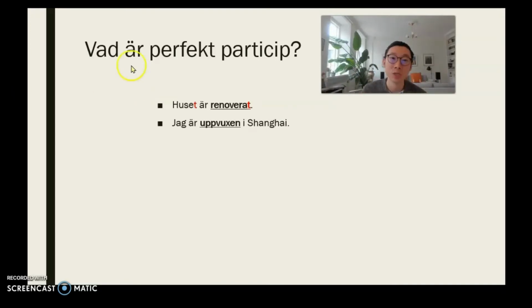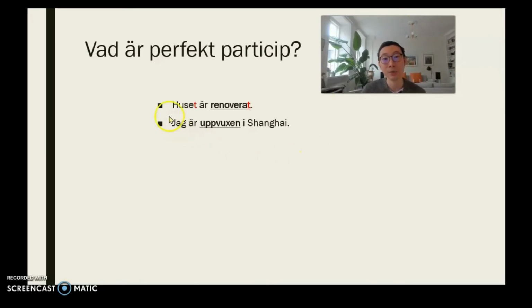But if you see this structure in Swedish, huset är renoverat. Renoverat reminds you actually about the perfect form or supinum form of renovera. So you would say, jag har renoverat huset. I have renovated the house. So that's why we call perfect participle in Swedish, because we use different verb groups. We use different tenses of verbs to fill this function in Swedish.